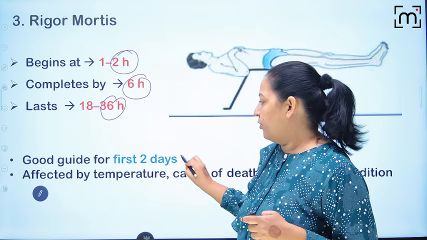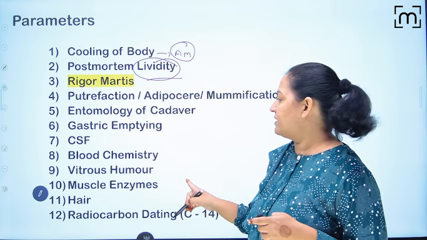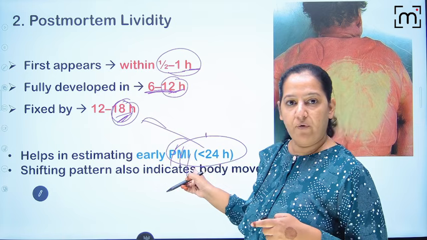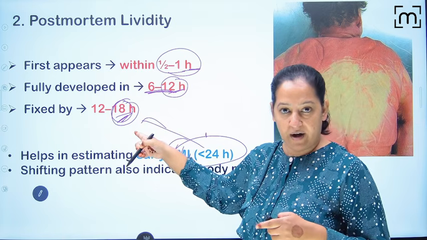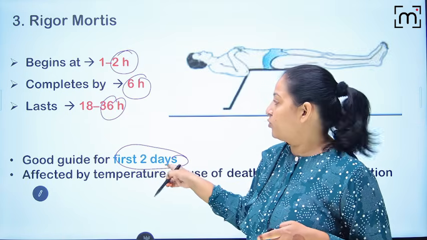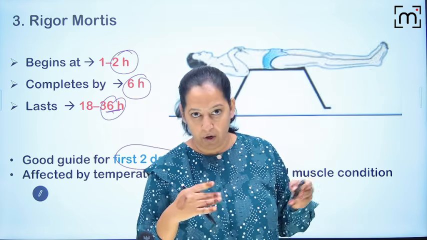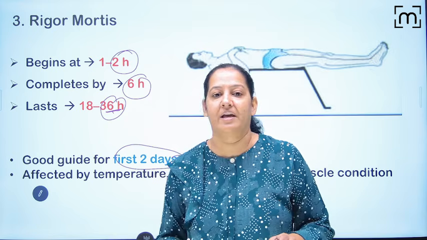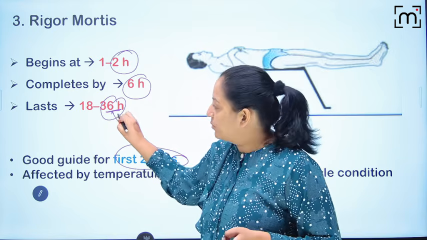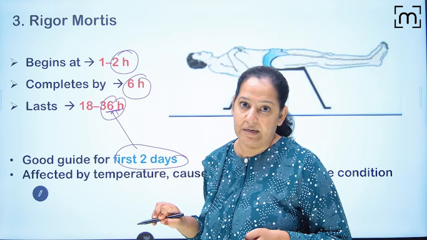Again, it is a good guide for the first 2 days. Up to 24 hours, this can guide. Up to two days, because 36 hours it can tell. Suppose rigidity is still there when I got the dead body. So time since death is within 36 hours. It is not more than 36 hours.